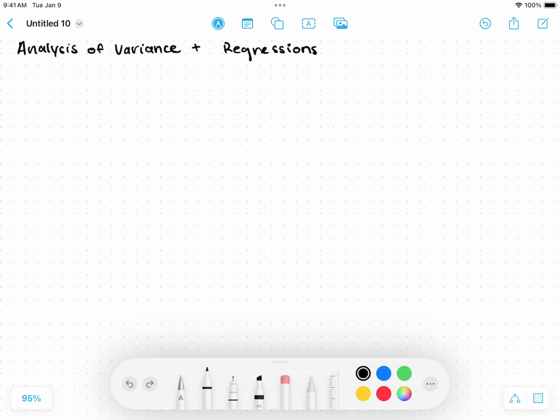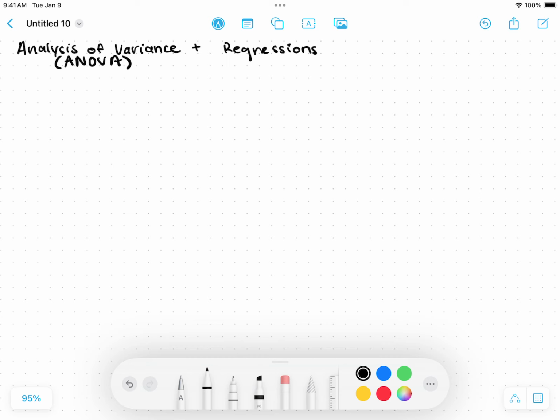Hi everyone, today we're going to be talking about analysis of variance, also known as ANOVA, and linear regressions, that's simple and multiple linear regressions. Let's start off with ANOVA. It's basically where we use a categorical variable to predict a continuous variable.